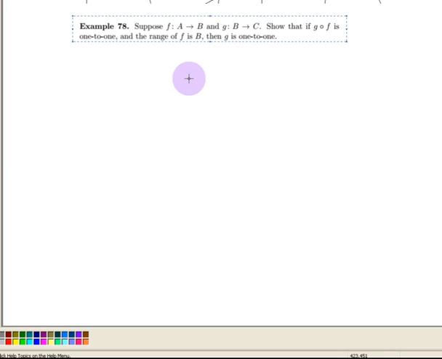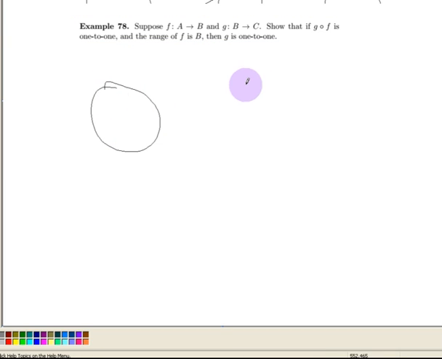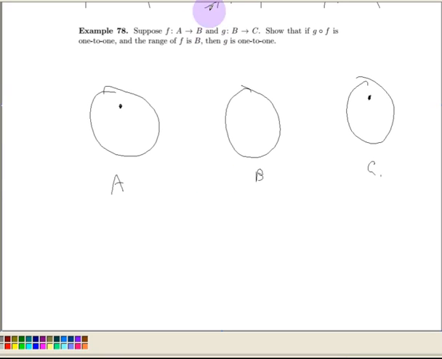So let's draw our picture to illustrate this. All right, again, we draw our usual three circles, A, B, and C. Okay. And what are we given? We're given that G composed F is 1 to 1, and the range of F is B. Okay, now remember, there's two ways to prove 1 to 1.